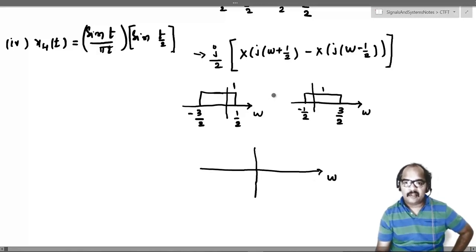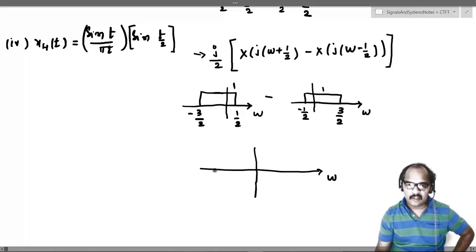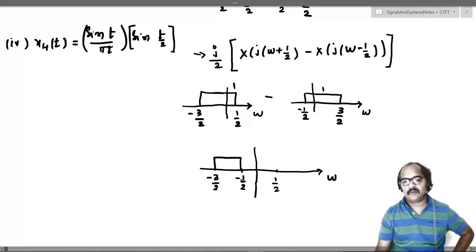So this one minus that one. From minus 3 by 2 to minus half, this one is 1 and the other is 0, so if you subtract, you will get 1. So this is minus 3 by 2. Let me write this here. So this is minus half. Next, from minus half to plus half, what is happening? Both are 1, so subtraction will give you 0. So from minus half to plus half it is 0, which means at minus half it should go to 0.